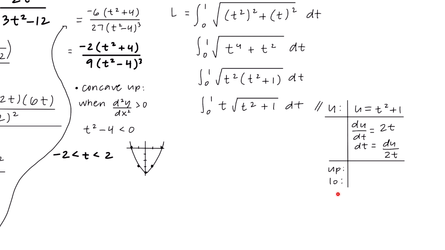Next, we're going to convert our upper and lower limits. So we're going to take this 1 and plug it in right here. So we get 1 squared plus 1, and you just get 2. And then we're going to take our lower limit 0, and we're going to plug it in. So 0 squared plus 1 is 1.